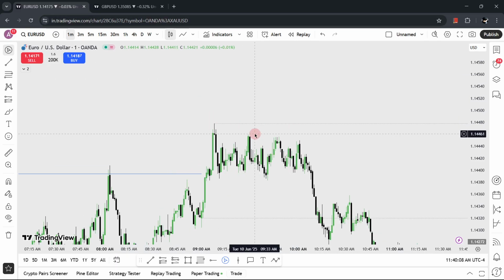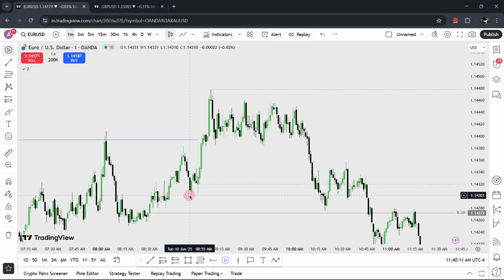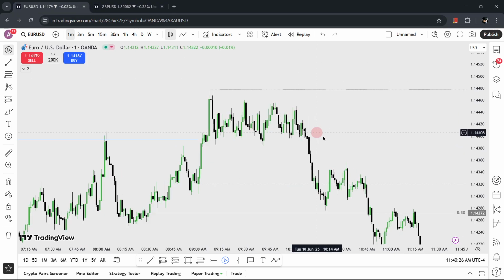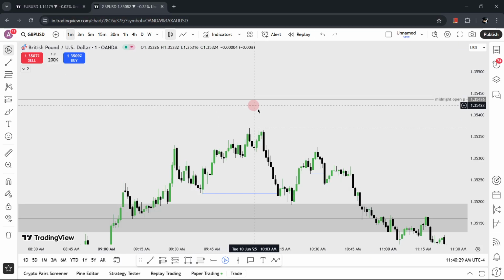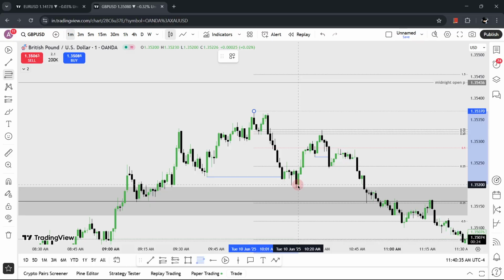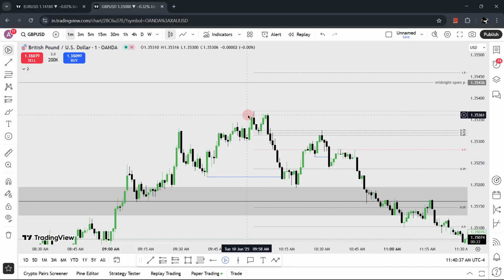EU also gave a structure shift without taking this side. So it created an SMT with respect to GBP, created an SMT with respect to here, and we will be looking at GBP, in this recent high to this recent low.